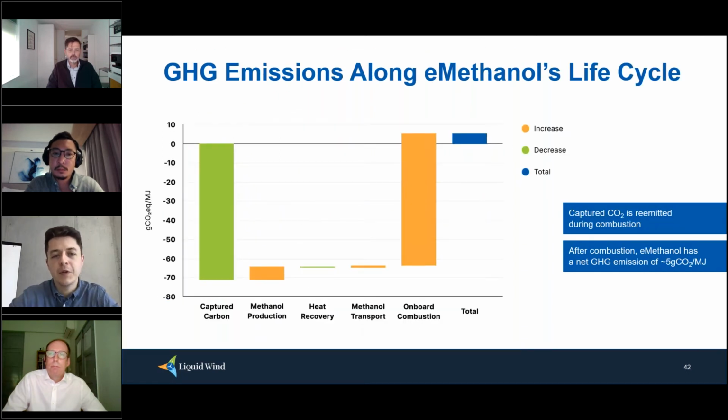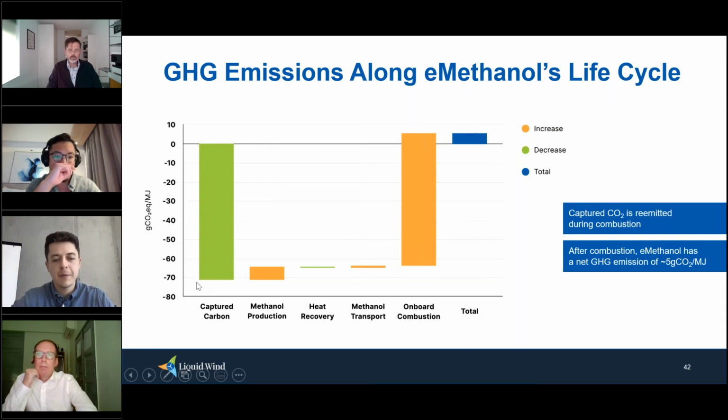If we then expand the scope to the maritime sector, so the well to wake emissions, again we have a bit of a waterfall diagram here. So we start off with the carbon capturing of the carbon. Now our functional unit is gram CO2 equivalent per megajoule. We have the methanol production, which has some emissions.